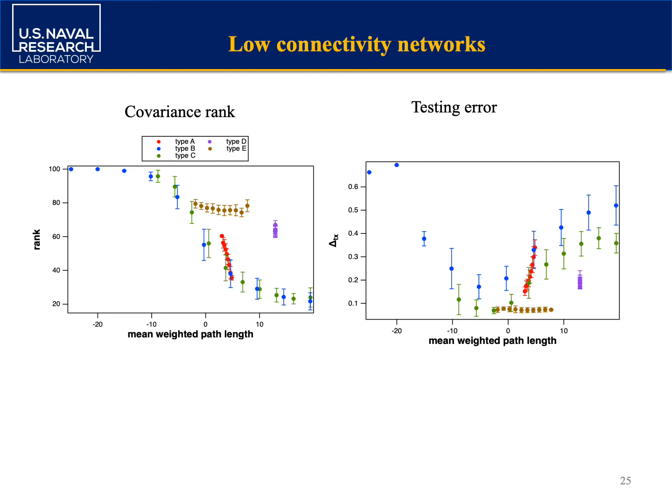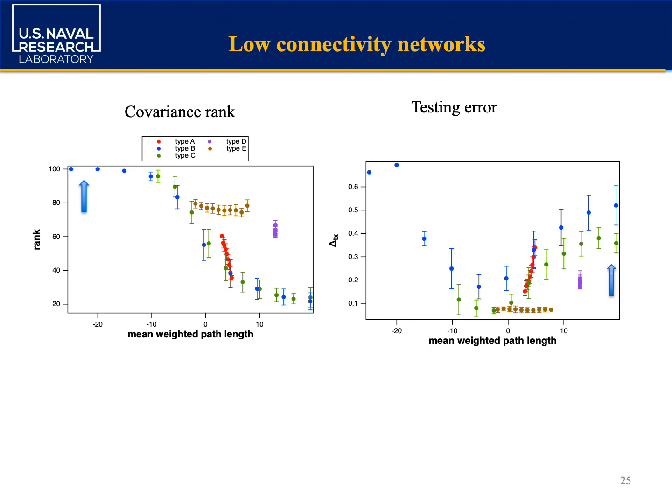So on the left is covariance rank versus mean weighted path length. And as I see, as the mean weighted path length decreases, the covariance rank also goes up, which is what I saw with my other network types. So as the mean weighted path length decreases, I'm getting more diversity in these networks.